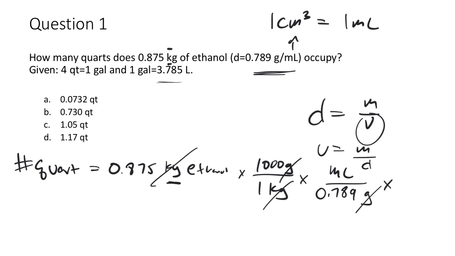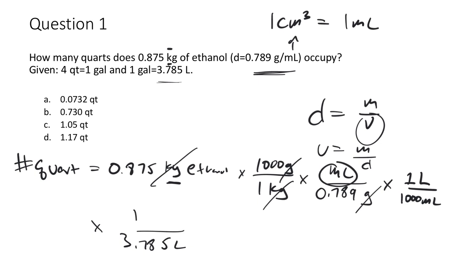Right now I have my unit in milliliters, but we need to get the quarts, and the quart conversion is from gallons and from liters. So let's go milliliters to liters. I know there's 1,000 milliliters in 1 liter. And then from my conversion factor here, for every 3.785 liters, that's 1 gallon. So I've gone from milliliters to liters, and from liters to gallons, and then finally from gallons, 1 gallon is 4 quarts. 4 quarts in a gallon.